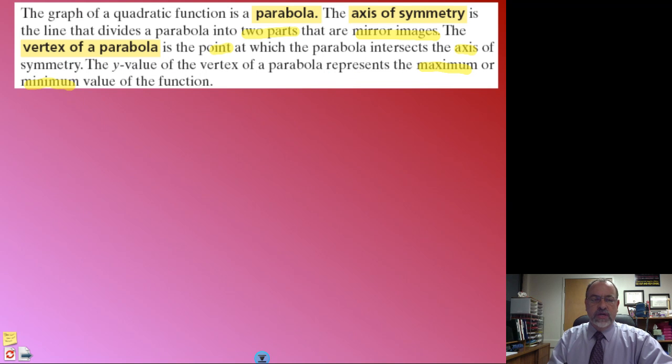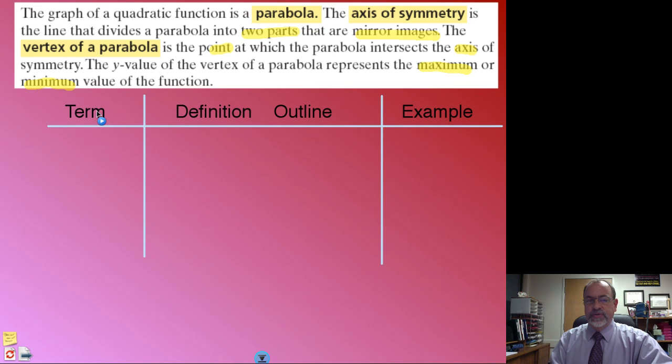So again, we're going to talk a lot about this vertex point, and as we talked about earlier this year, these graphs that have this vertex, a point of max or min, is very important, because when we apply these functions to real-world data, we are usually looking for the maximum of something or the minimum of something that's created.